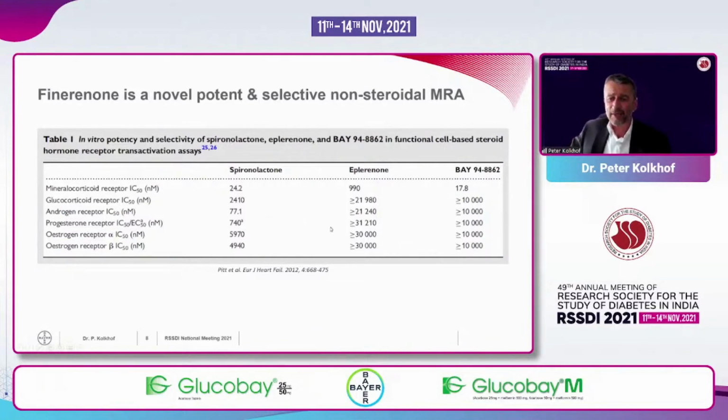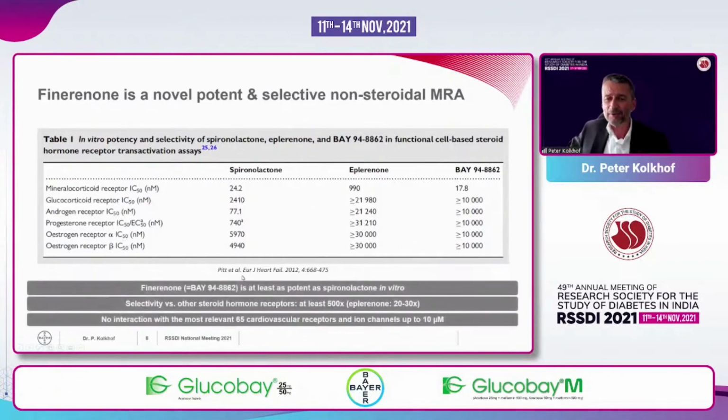And here is the in vitro profile of finerenone. Finerenone, formerly known as BAY 94-8862, is at least as potent as spironolactone in vitro. The selectivity, however, is at least 500-fold. So we have not observed any affinity with the other steroid hormone receptors.